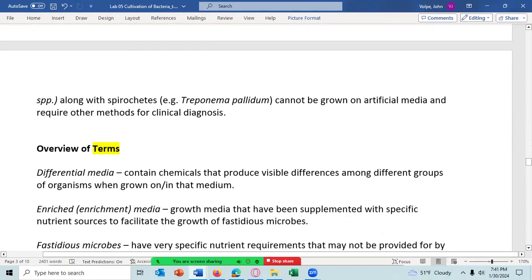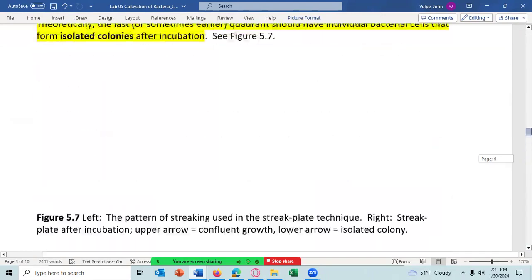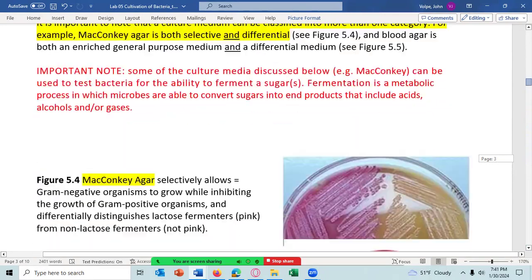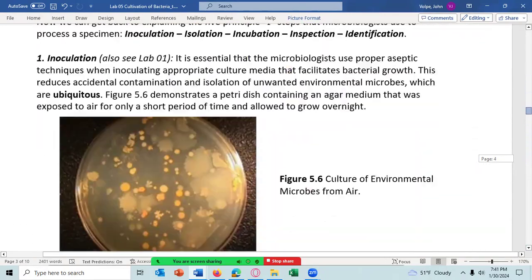I'm not seeing the picture now. Did I go past it? I'm not sure where I have the picture.